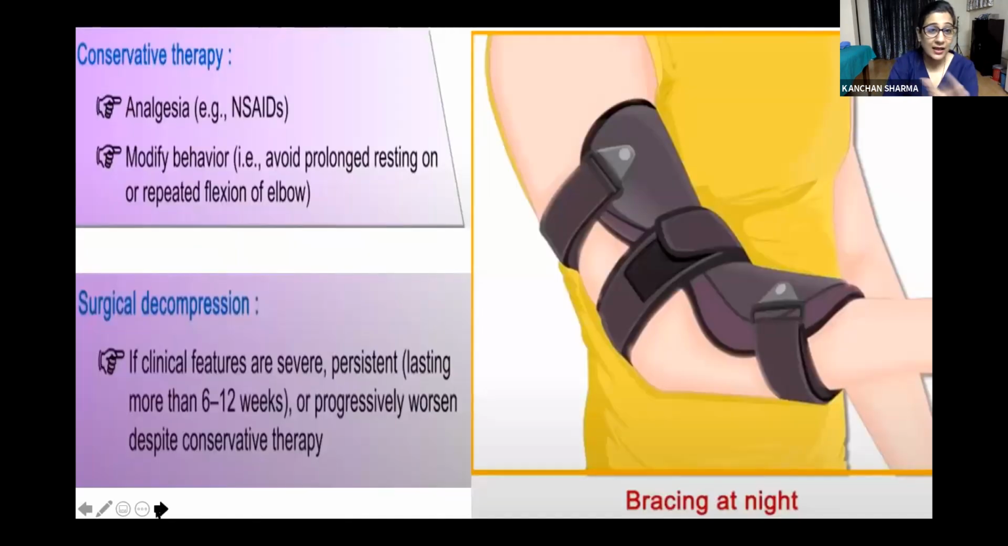Again, the compression, again, the conservative treatment remains the same. And if supposedly you have done an intervention also, again the same thing. You can use a local anesthetic with a steroid.